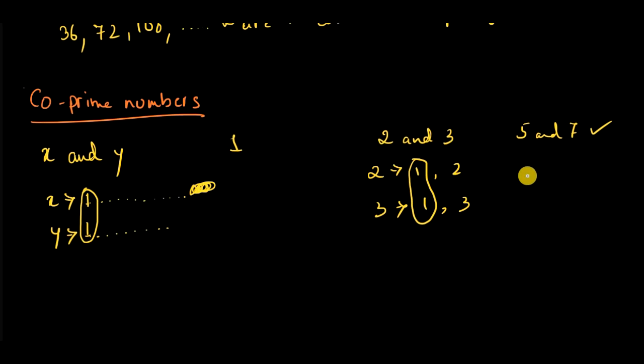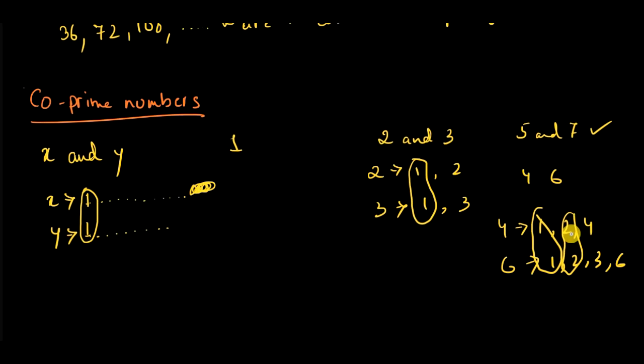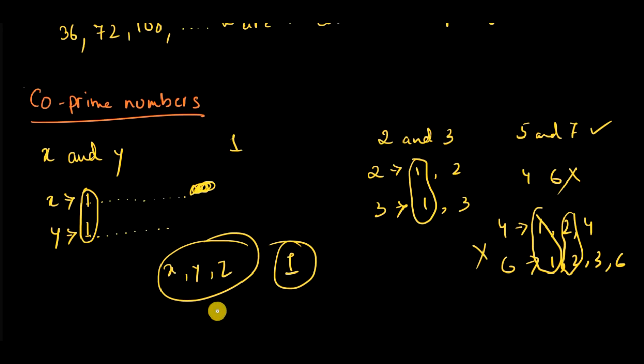What about 4 and 6? 4 and 6 are not coprime because 4 has factors 1, 2, and 4. 6 has factors 1, 2, 3, and 6, right? So 1 is a common factor, okay, but 2 is also a factor. Since other than 1 there is another common factor, it won't be coprime. So any two numbers, or three numbers x, y, z, if they have 1 as the only common factor, then they are coprime.